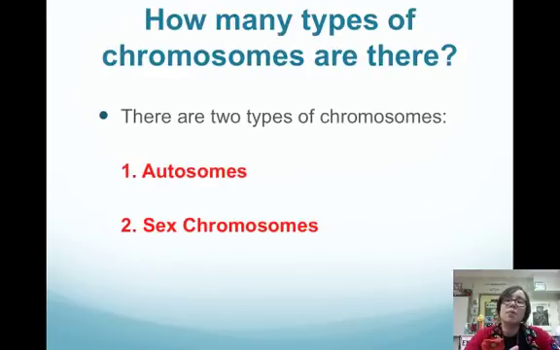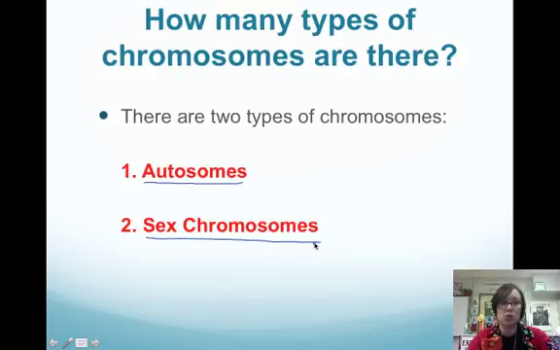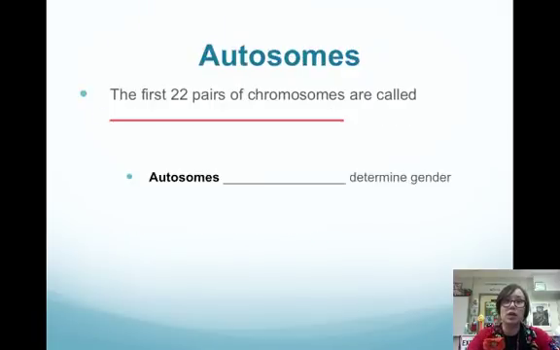Next thing that we're going to talk about are the different types of chromosomes, because there are different types of chromosomes that control different things in the body. The two types of chromosomes that you're responsible for knowing in our class are chromosomes called autosomes, as well as chromosomes called sex chromosomes. And we're going to talk about each one of these types separately. So let's talk about autosomes first.